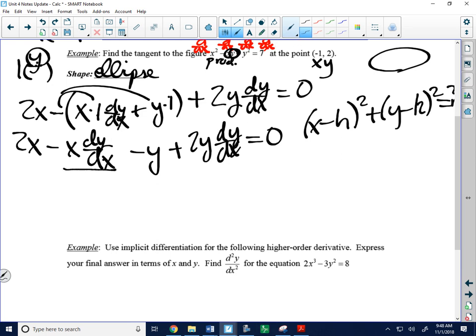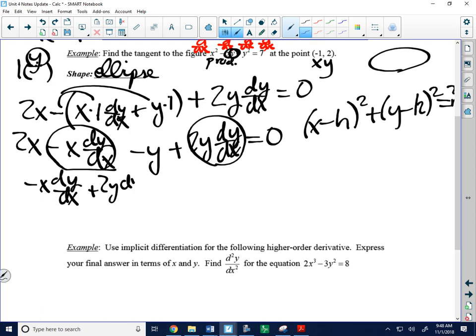So I'm going to keep these terms on this side, and I'm just going to write it here: negative x dy/dx plus the 2y dy/dx. I'm going to get the other two terms on the other side. So really I'm subtracting 2x, and I'm adding y to both sides. So that was step 2: collect the terms with dy/dx on one side, everything else on the other side.